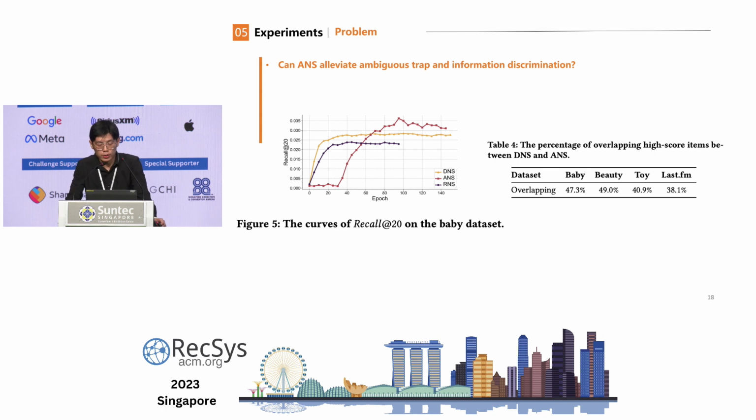And table 4 shows the percentage of the overlapping high score items between DNS and ANS. Recall, DNS means high score items. Our ANS only has 50% overlapping items, which means ANS tends to select more low score items. So we can alleviate the information discrimination.